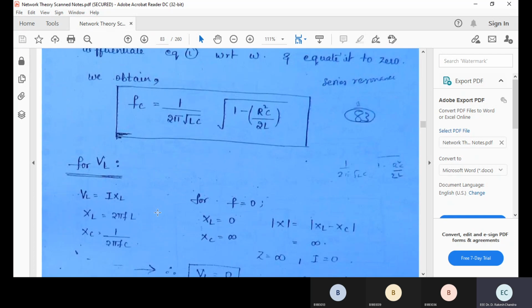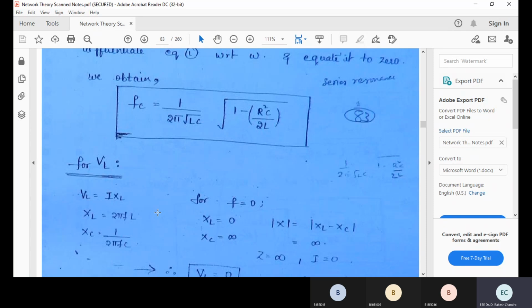You know about the inductive reactance. VL is equal to I into XL. XL is equal to L into omega, and omega is 2 pi f, so XL is 2 pi f L. At frequency equal to 0, your XL is equal to 0. At frequency equal to infinity, your XC is 0. At frequency equal to 0, inductive reactance is 0 and capacitive reactance is infinity.